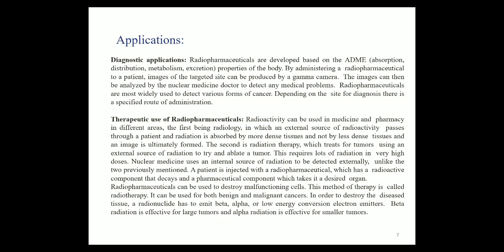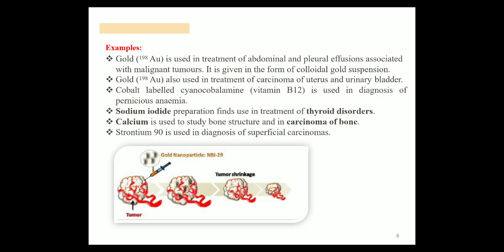In order to destroy the diseased tissue, a radionuclide has to emit beta, alpha, or low energy conversion electron emitters. Beta radiation is effective for large tumors and alpha radiation is effective for smaller tumors. This thing you have to keep in your mind, that beta radiation is effective for large tumors and alpha radiation is effective for smaller tumors. Okay. Next, we'll see one example.